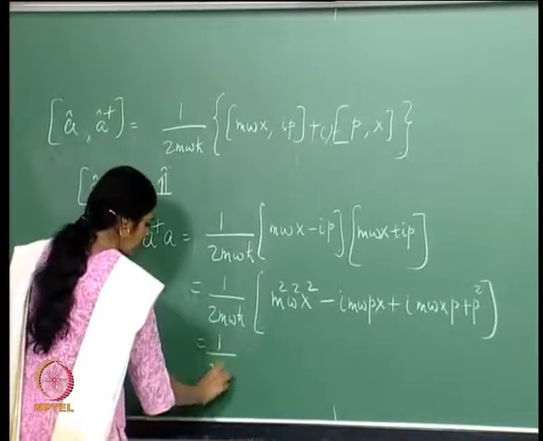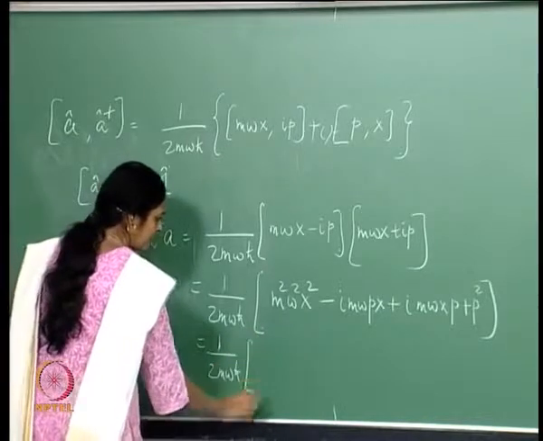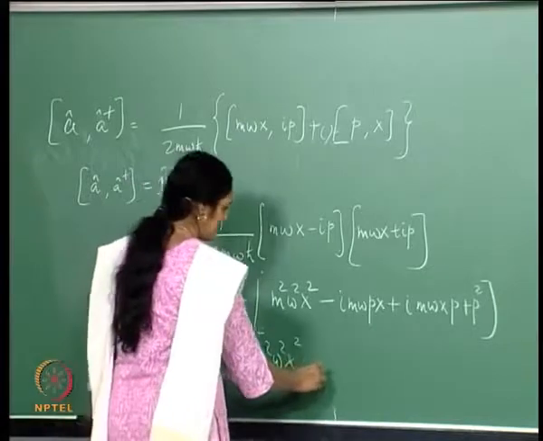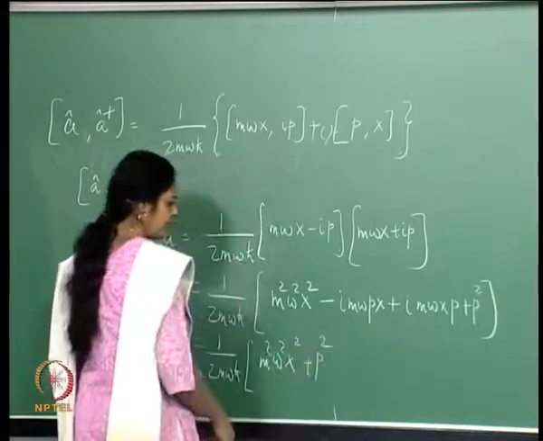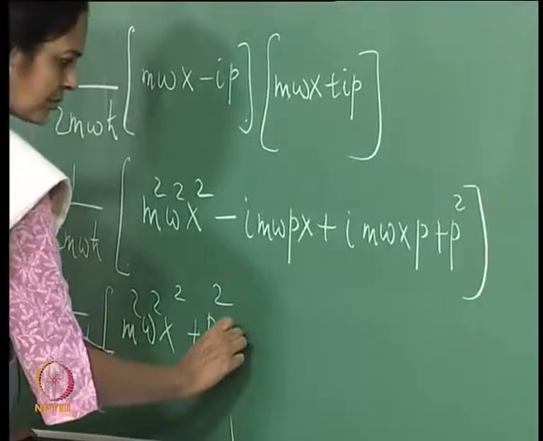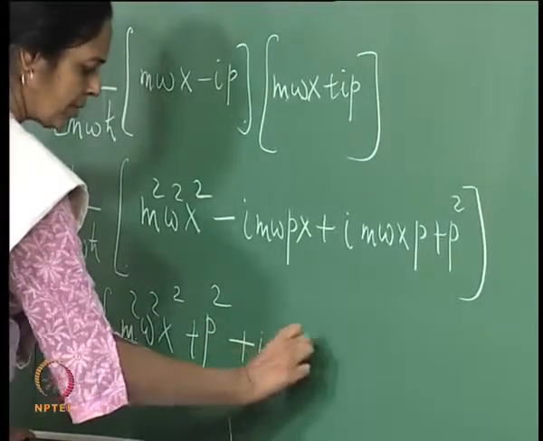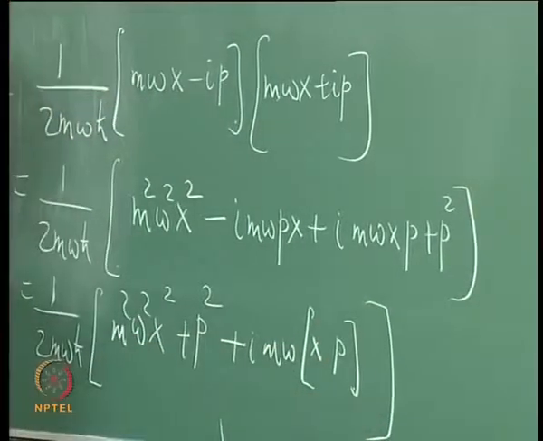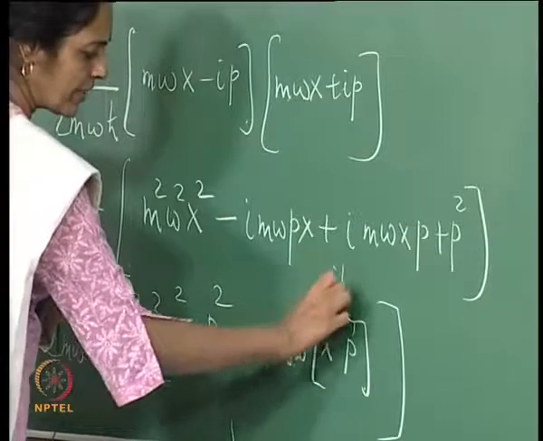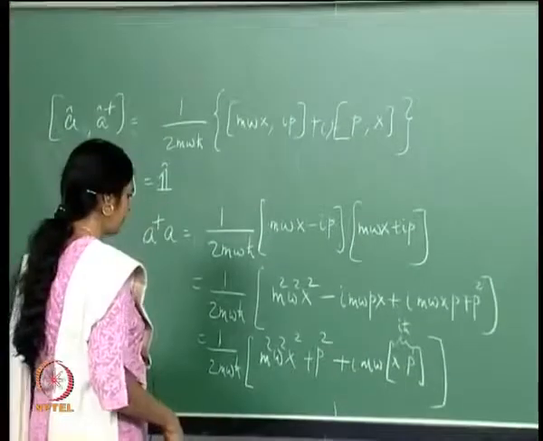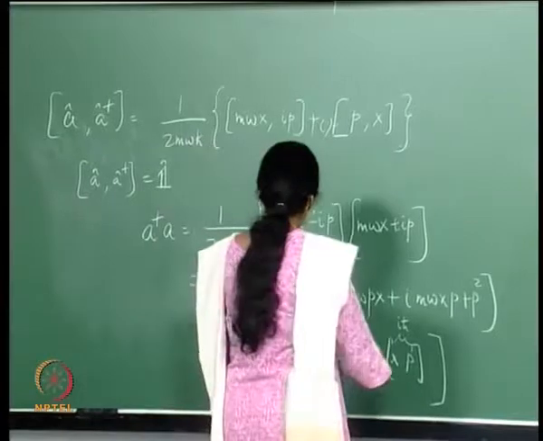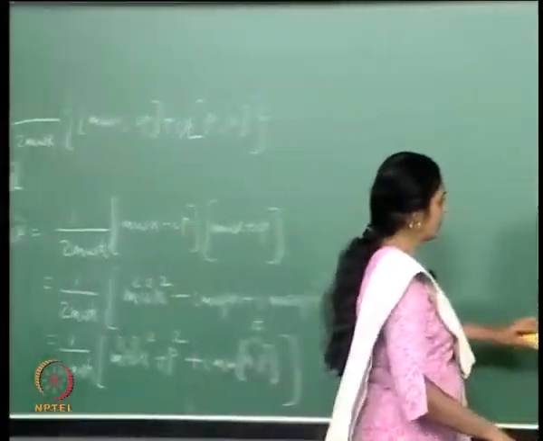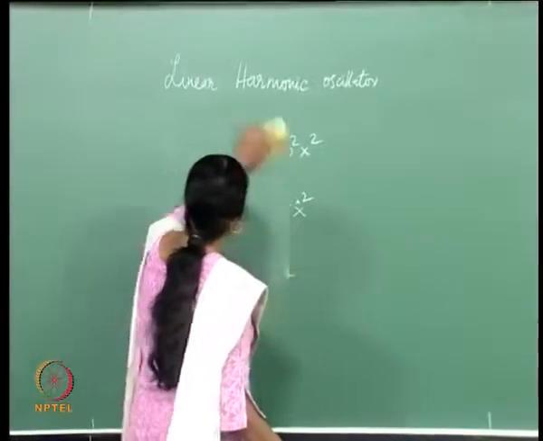Well, that is simply 1 by 2 m omega h cross, m squared omega squared x squared plus p squared plus i m omega commutator of x with p. But the commutator of x with p is i h cross, and therefore, this object simplifies and we get an expression for a dagger a.